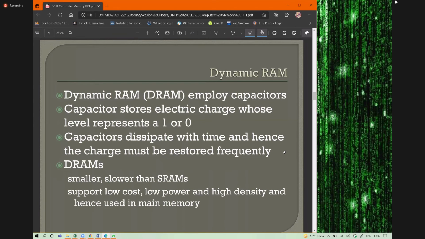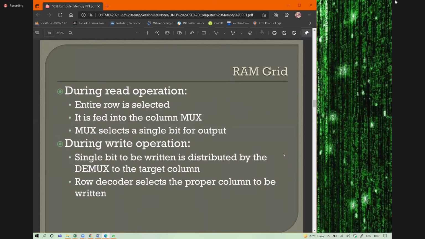Now dynamic RAM is huge in size. It always requires refresh, and the data is stored in the form of capacitors over there. DRAMs are smaller in size, slower than SRAMs, and support low cost, low power, and high density. That's why this is very, very popular in usage.